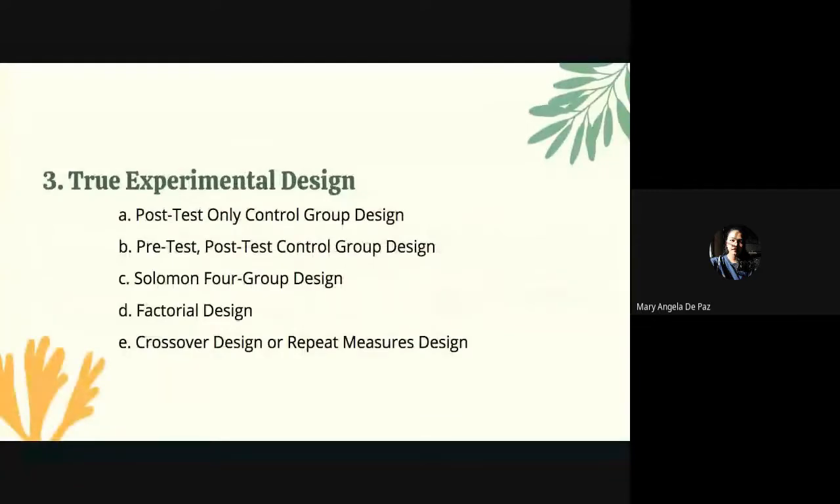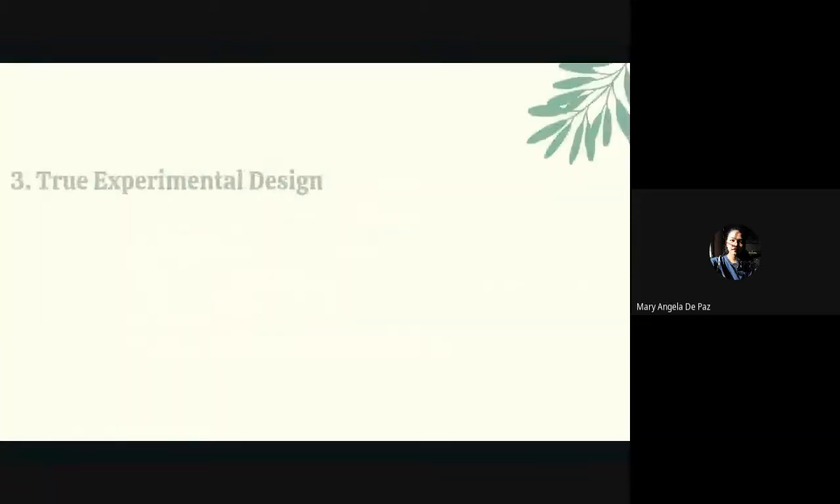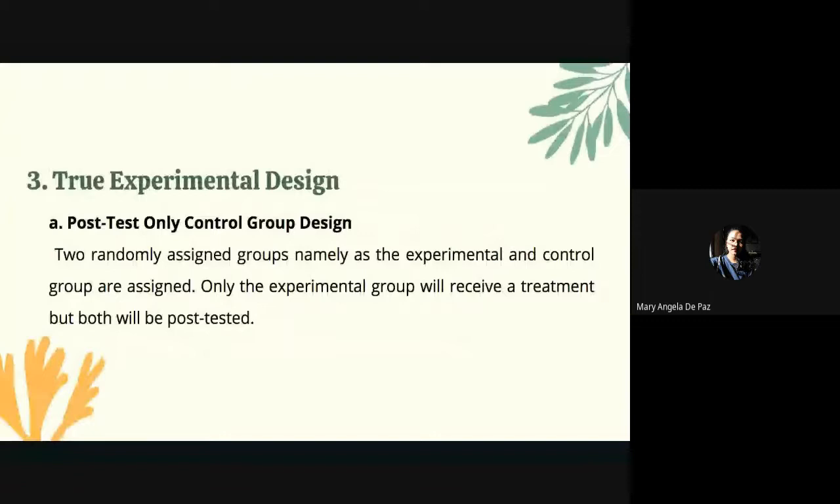And for our types, we have post-test only control group design, pre-test post-test control group design, Solomon 4 group design, factorial design, crossover design, or repeat measures design. Next slide for our post-test only control group design. Two randomly assigned groups, namely the experimental and control groups, are assigned, but only the experimental group will receive a treatment, but both will be post-tested. So a conclusion is then drawn from the differences between these groups.